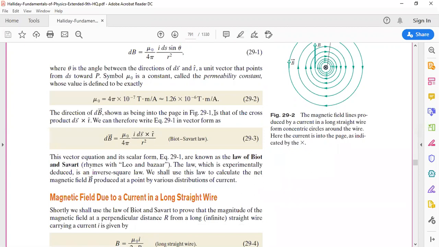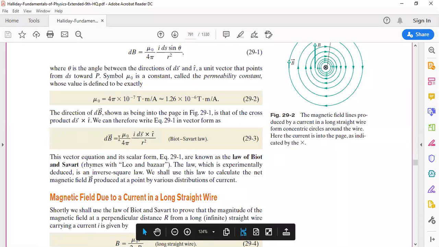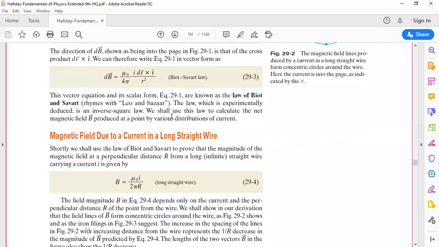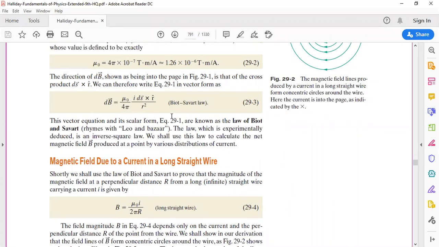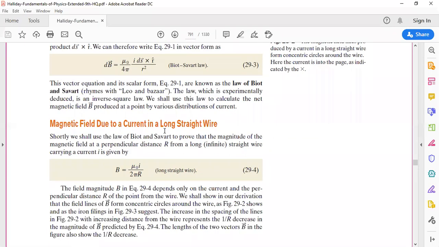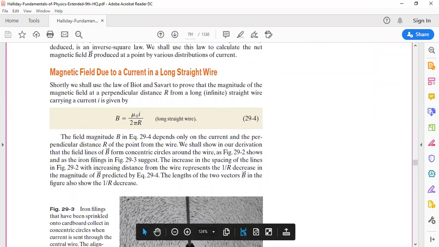We will put 90 instead of theta. In ds cross r, the unit vector is being used here. The unit vector magnitude is always 1, so yes, it will remain IDS, right? In this way, you may get the value of this equation. In the whole line, it will be proved in the next section.